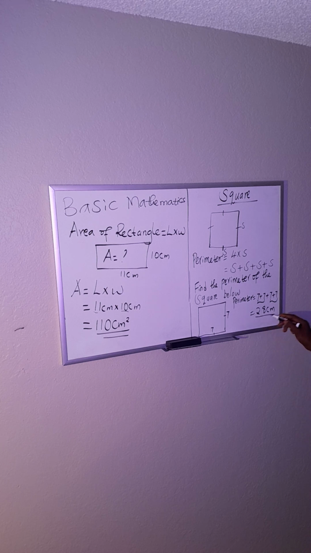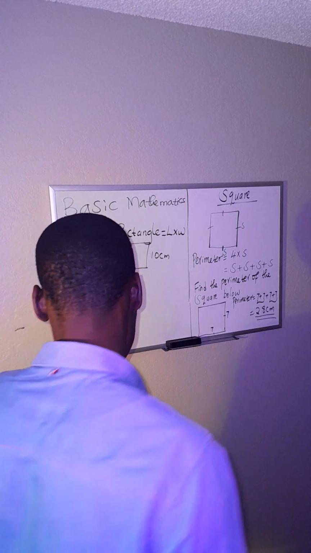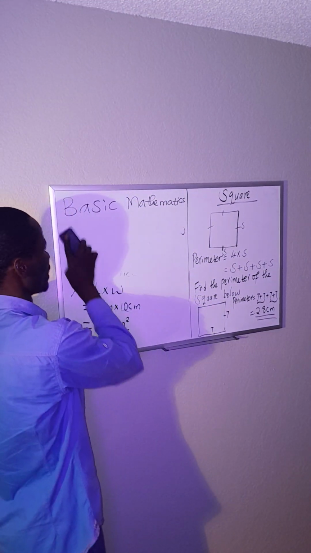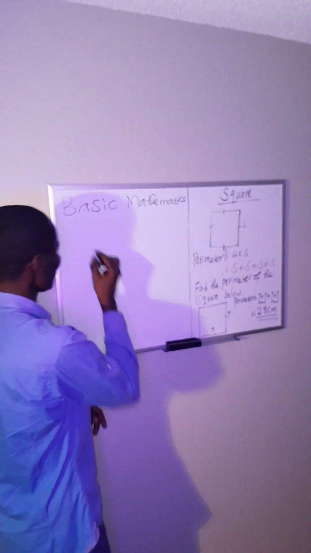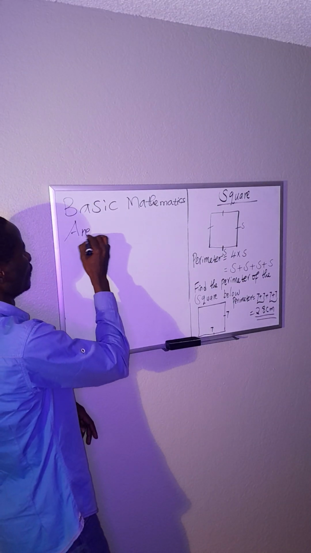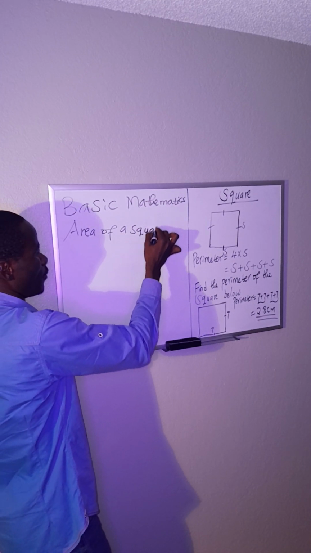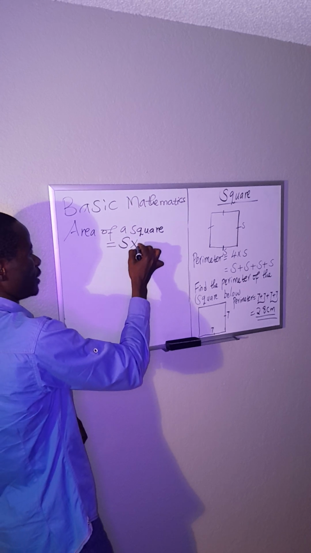After knowing how to find the perimeter, the next bit that we look at is now how do we get the area of a square. How do we get the area of a square? Good. Today we've said it is basic mathematics. Next is area of a square, whereby we are saying area of a square is equal to side times side.